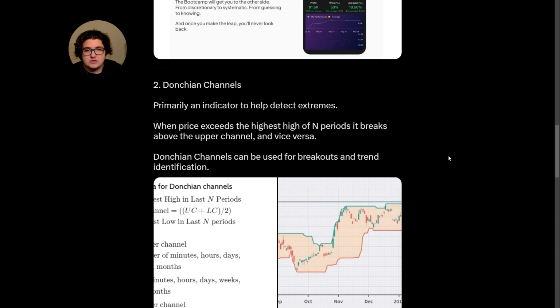The Donchian can be used for breakouts and trend identification. It's probably one of the most common indicators I use for any breakout sort of strategies. They work really well in crypto from my personal experience, and they also work amazing on a lot of other markets where you're just looking for very clean breakouts.